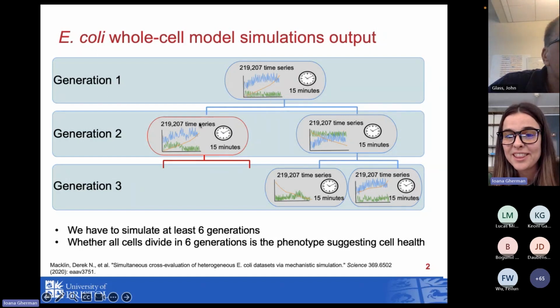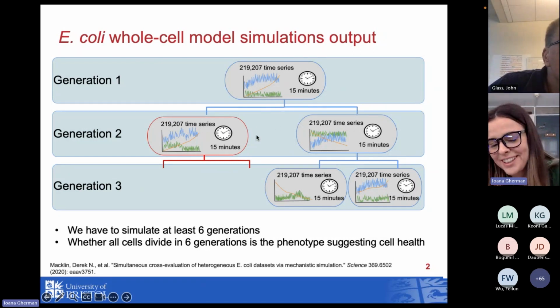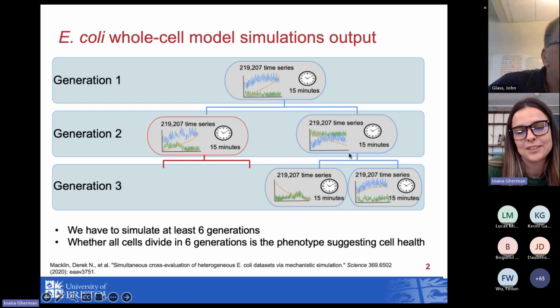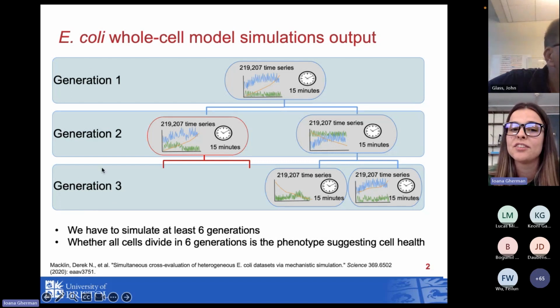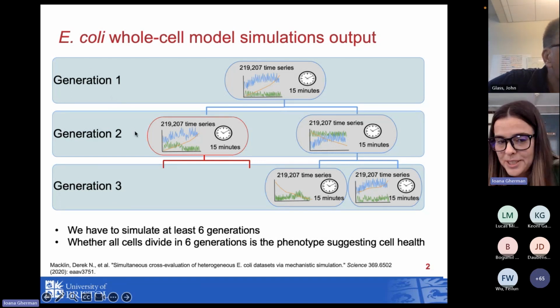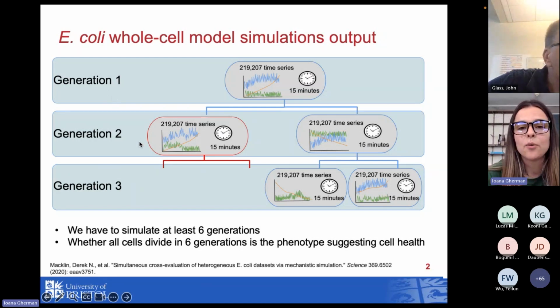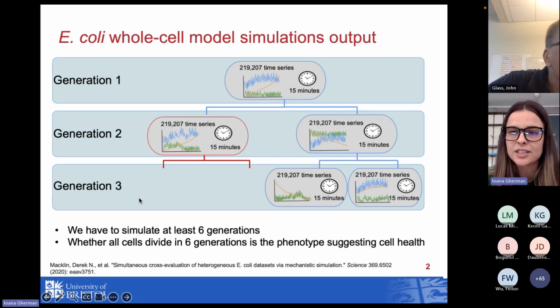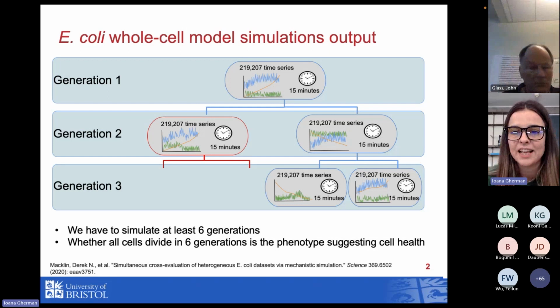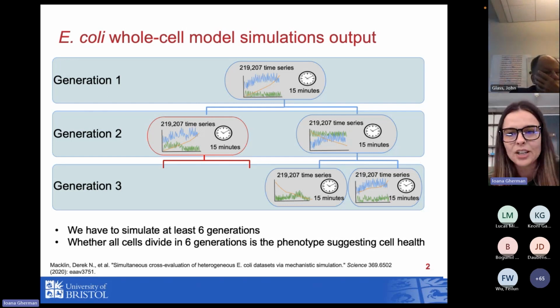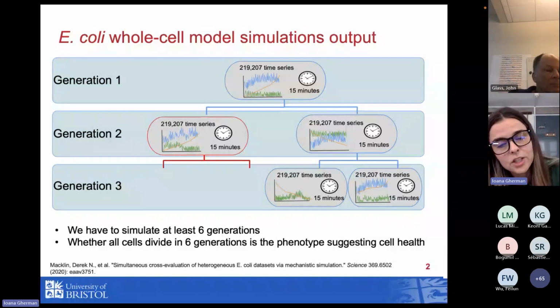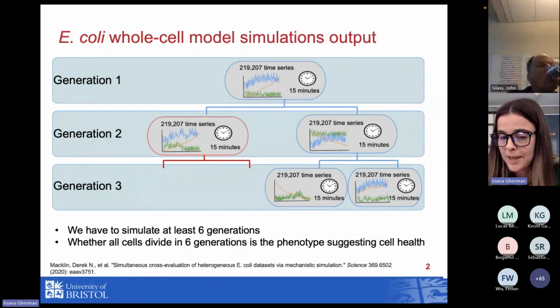If everything goes right, the cell divides. It has two daughters. Each of them in turn has 200,000 time series, and it takes 15 minutes to produce them, and so on. So you can see that as we increase the number of generations, the number of cells that we simulate grows exponentially. One of the first things that we had to decide was how many generations we want to run, because in order to understand if a genome is healthy or not, we would have to run a few generations to understand if the population of daughter cells behaves as expected.